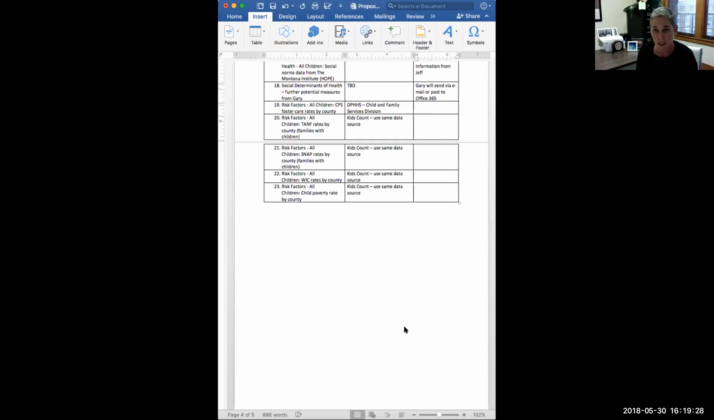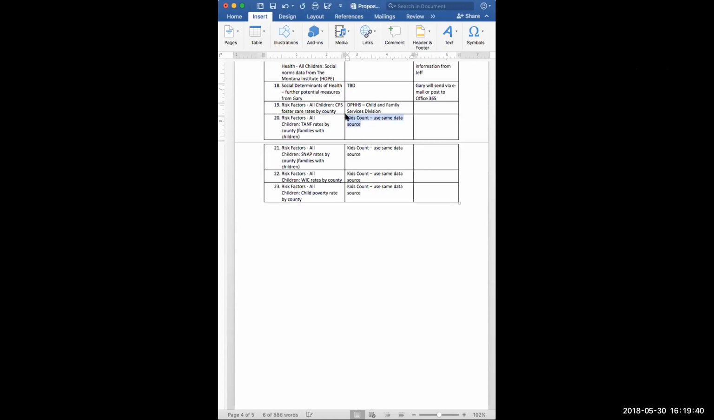So these seem like everybody measures risk, right? Yeah, the TANF, the SNAP, and the WIC are from DPHHS. Okay. We just get it from them. And the number 23 child poverty rate is from the American Community Survey again. Okay.